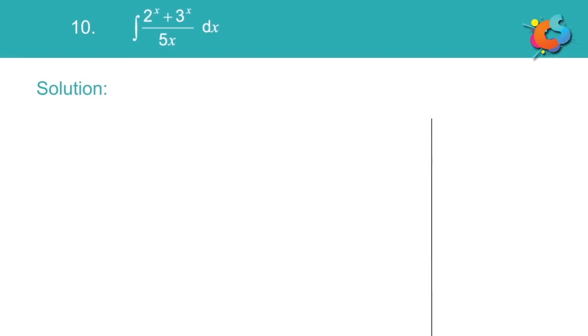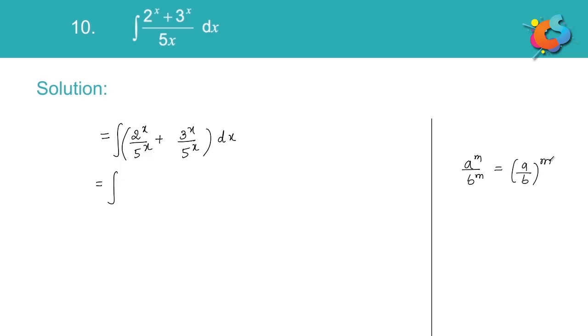So let us consider one more exponential function, 2 power x plus 3 power x by 5 power x. We cannot integrate here 2 power x separately, 3 power x separately. So instead of that, we should simplify this before we go for integration. So now we will split the numerator as 2 power x by 5 power x plus 3 power x by 5 power x. Again, we can write 2 power x by 5 power x. We know that a power m by b power m can be written as a by b whole power m. So here this becomes 2 by 5 whole power x plus 3 by 5 whole power x.